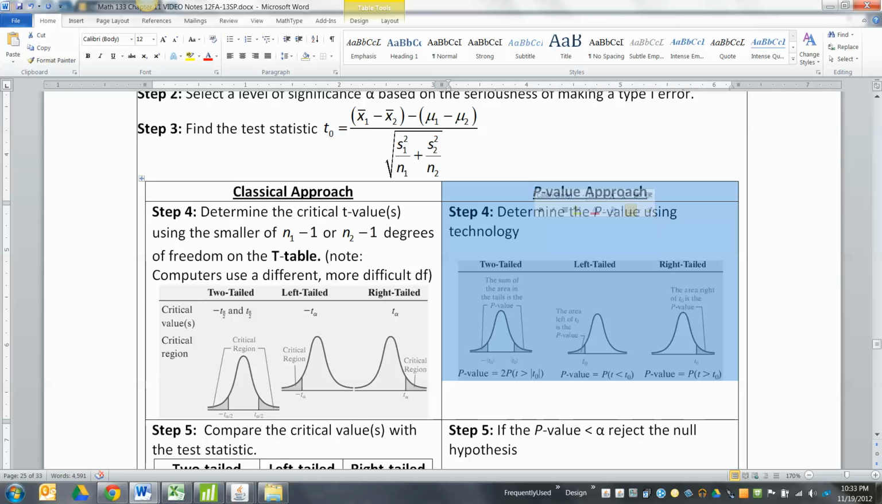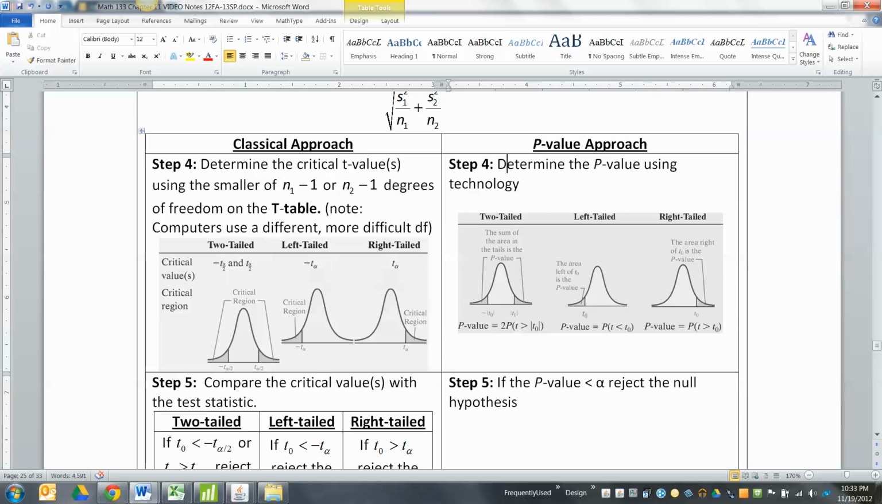Honestly, as in most things, we'll do p-value more often, especially because the classical approach here kind of fudges some things. So the author, I think for very good reasons, decides to not really do degrees of freedom. He just has you using the smaller of n1 minus 1 or n2 minus 1 degrees of freedom on the t-table. That's not really degrees of freedom. So computers and calculators use a different degrees of freedom for a problem like this.